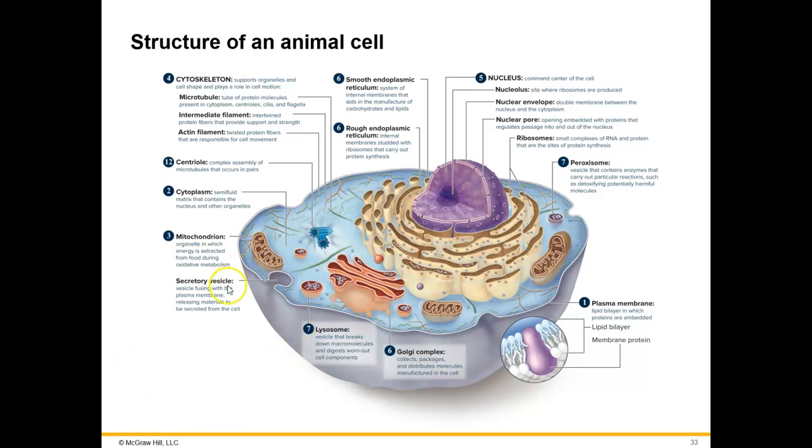You can see this secretory vesicle here, which is a vesicle that is fusing with the plasma membrane, releasing materials to be secreted from the cell. So that's a pretty common thing of coming and going from the cell. We're going to basically have a membrane that folds on itself either to go in or that folds outward and creates a vesicle like this one to go out.